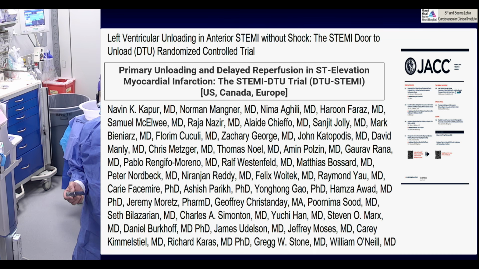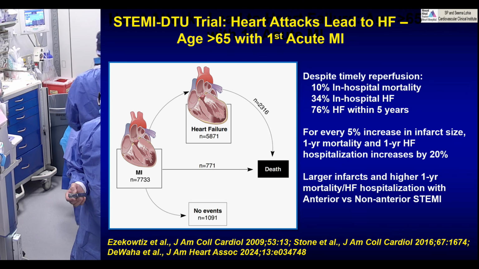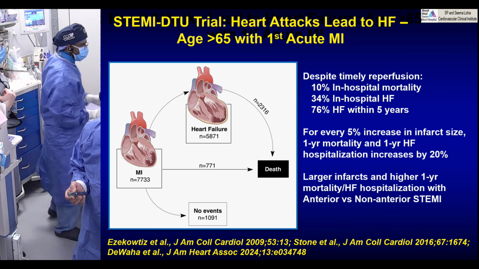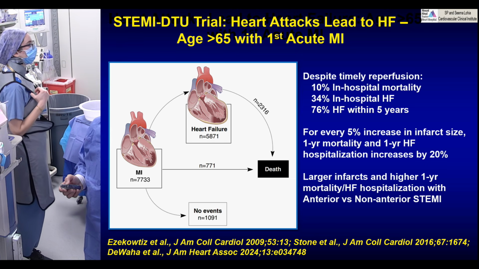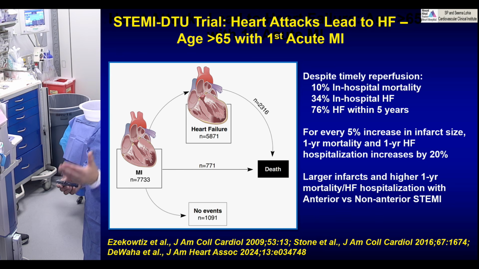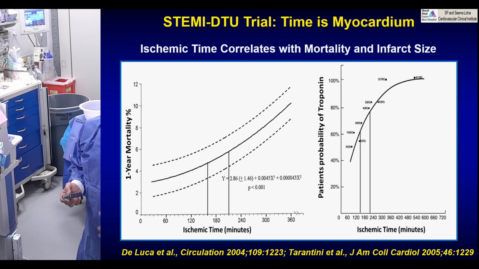Then the fourth trial I wanted to present is the DTU-STEMI, left ventricular unloading in anterior STEMI without shock. Basically the concept was that anytime an MI patient has heart failure, they could have death, and studies have shown that when you open the vessel, you have a lot of downstream embolization, free radicals, and distal vessel injury. So the question is whether the infarct size could be decreased if you decrease the ventricular work, and that was the whole concept, based on ischemic time and 1 year mortality.